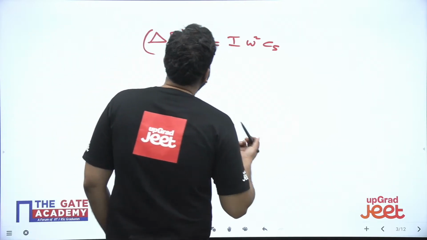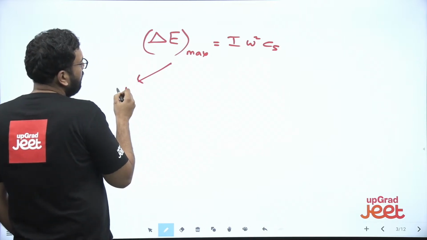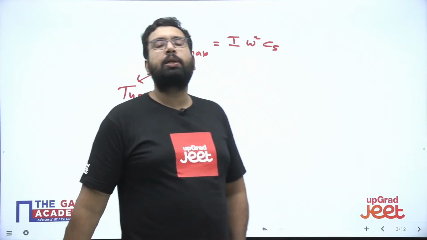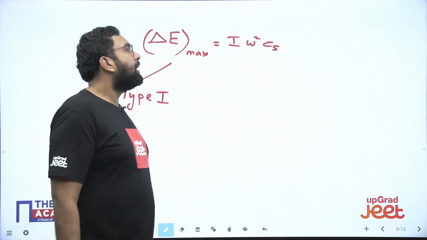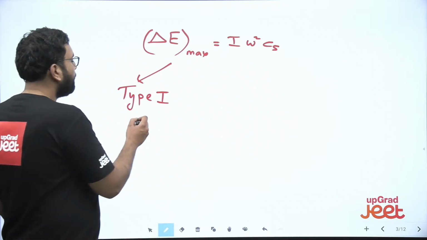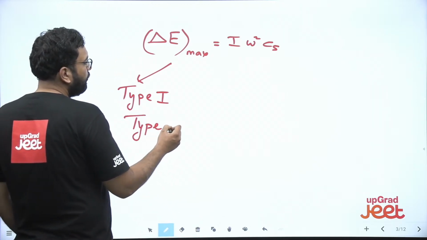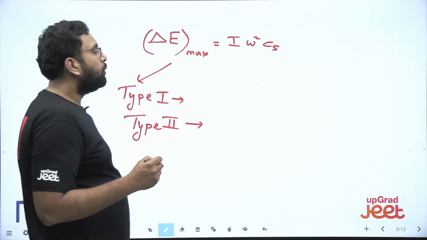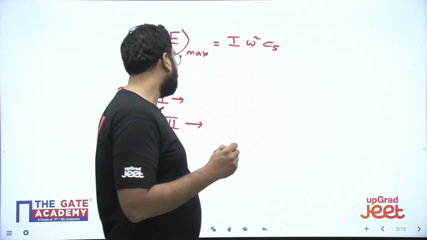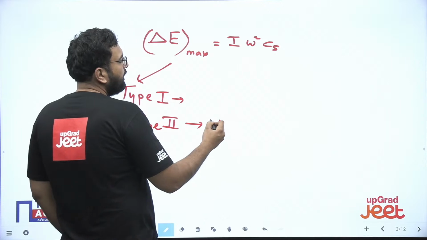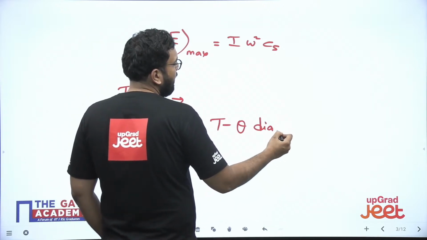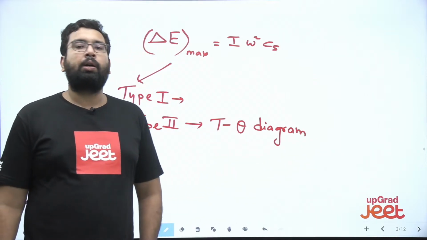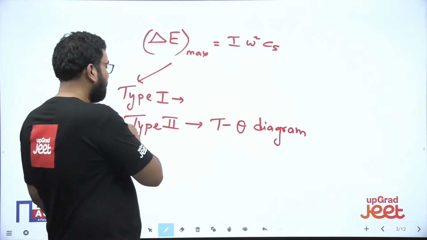Now we have seen in the last session one type. We have seen a type 1. What was our type 1 in the last session? In which delta E max is directly given in the question. What was the type 2? The type 2 was the one in which we have been given the T theta diagram. So we have dealt with it in the last session.